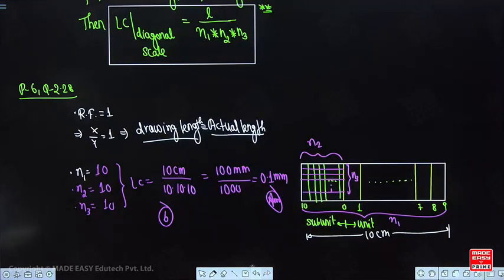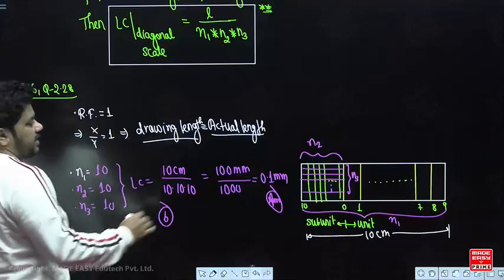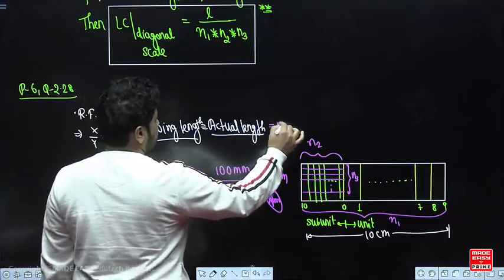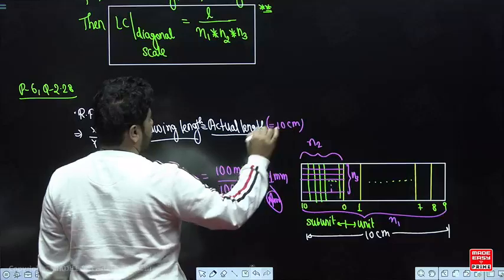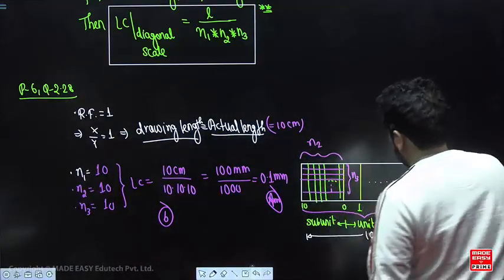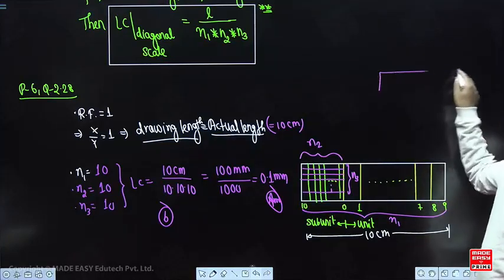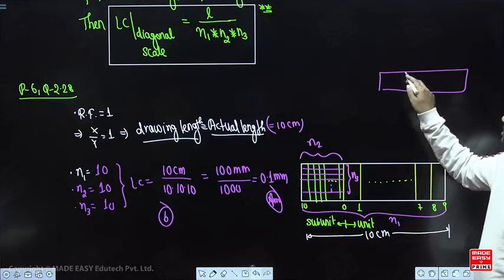Clear? Okay. Prashant sir, how will N1 be 10 in this? Look, how much is given in the question? Actual length. In the question, actual length and drawing length will be same because RF is 1. So 10 centimeter, 10 centimeter you have to draw. So if you have to draw the 10 centimeter, right, so 10 centimeter means what?